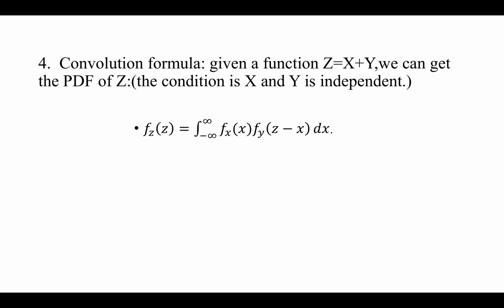Convolution formula. Given a function z equals x plus y, we can get the PDF of z. The condition is that x and y are independent. We can get this formula.